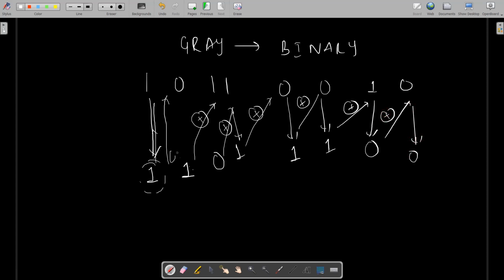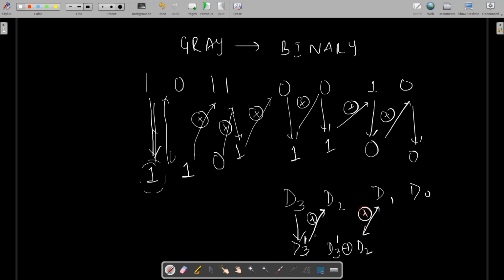So what will be the general formula then? Say I have the bits D3, D2, D1, D0 written in gray code. In order to convert that into binary, D3 I will keep as it is. To find the next bit, I will XOR the resultant with the next corresponding bit. That means the resultant is D3 XOR D2. To avoid confusion, I will write it as D3 dash.